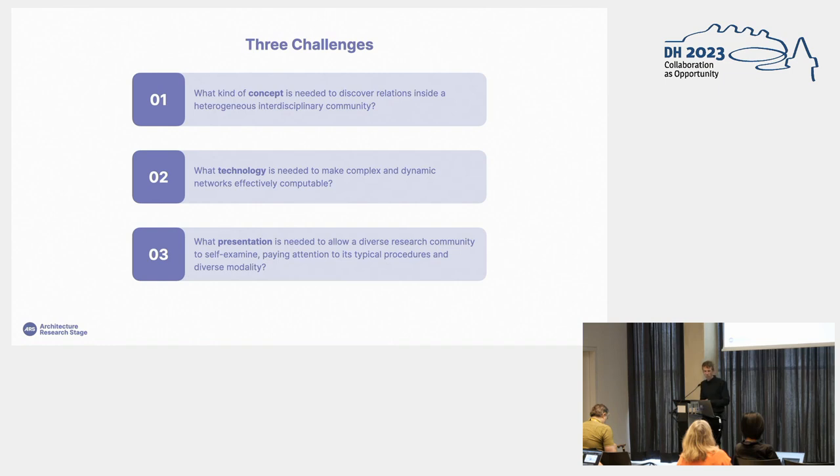And the third question is, what presentation is needed to allow a diverse research community to self-examine, paying attention to its typical procedures and diverse modalities? So how does an architect think and work? It's important to have an infrastructure that makes it possible for him to work in this way. And as you can think, a typical text-based or list-based platform is not very sufficient for this, for an image-based working architect, for example.